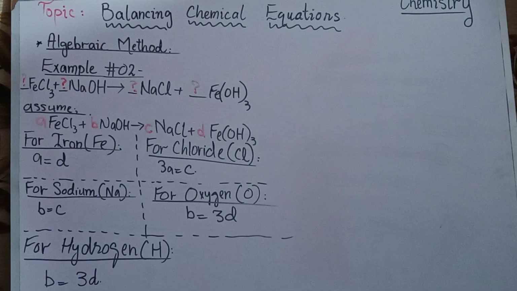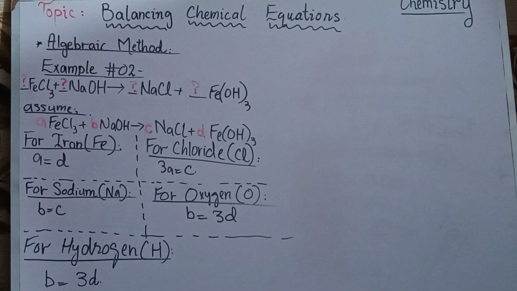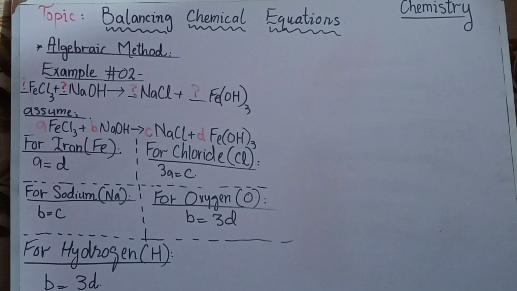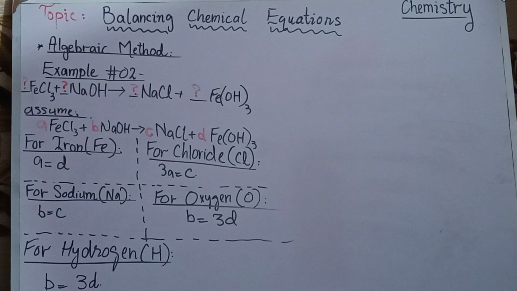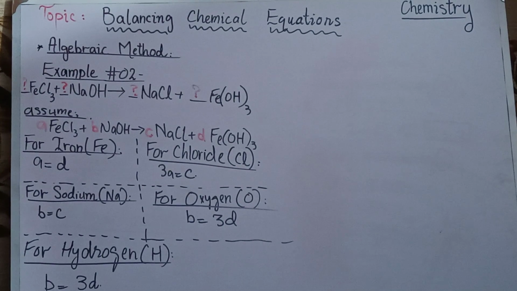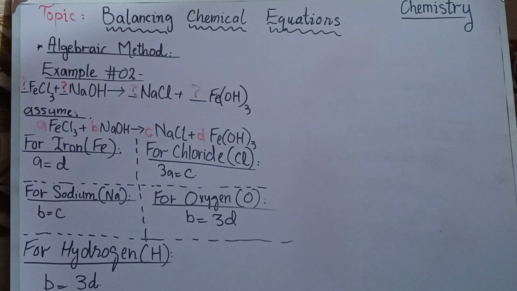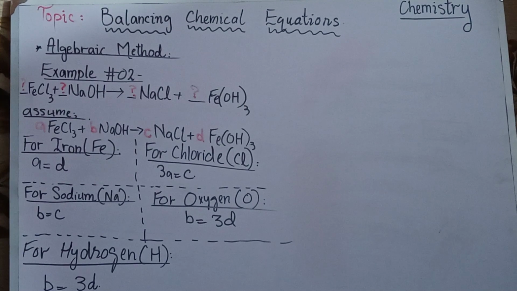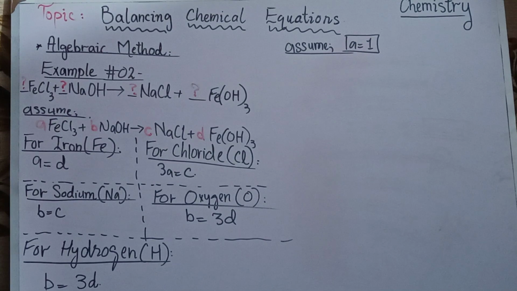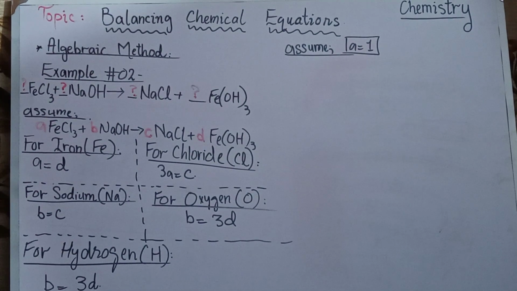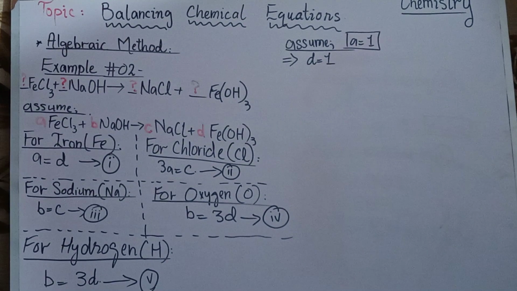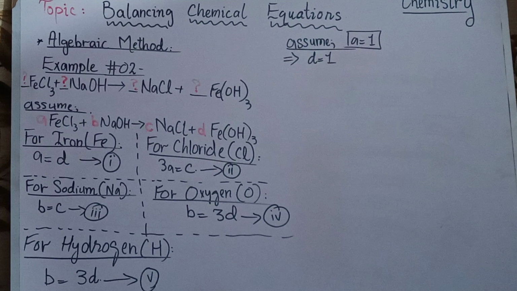Now do the same for the last atom, hydrogen. In the reactant, hydrogen is in the form of sodium hydroxide, and in the product, hydrogen is in the form of ferric hydroxide. So the relation is the same as for oxygen, B equals 3D. Now we assume A equals 1 in every equation, in every question. If A equals 1, from the relation for iron, D also equals 1. I named all the equations 1, 2, 3, 4 and 5 so that you don't get confused.